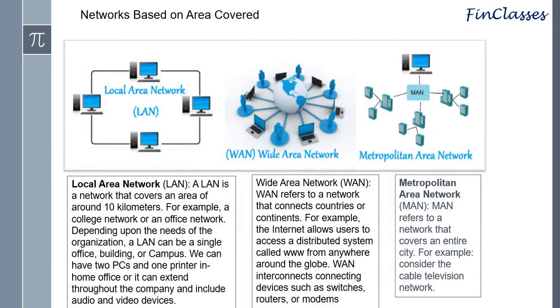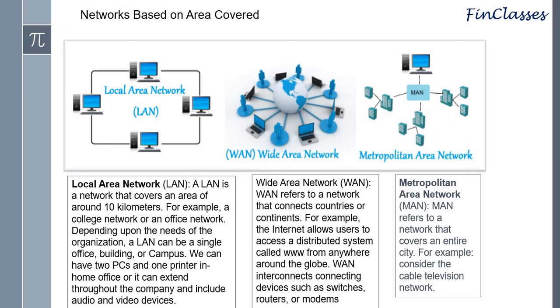Basically we have three types of networks under area covered. The first one is the local area network, LAN, as we call it. It is a domestic network, which currently covers an area of around 10 kilometers or something like that. Take an example of a university network. If you are somewhere in Hyderabad, it could be Osmania University or JNTU. A network connecting all the computers, shared resources and everything is called a LAN. It could be a single office, building or a campus. In a simple sense, we can have two PCs and one printer in a home office, and it can extend throughout the company and include audio and video devices.